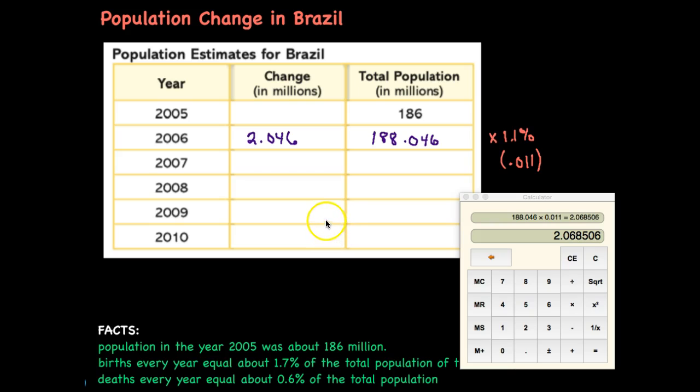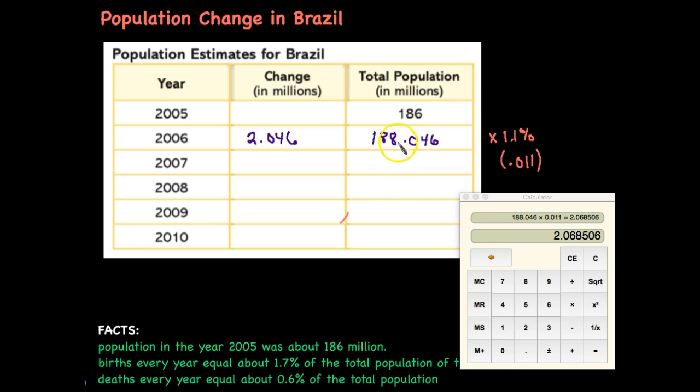Let's examine the table and see how you did. So we started with 186 million. We already calculated the change from 2005 to 2006 to be 2.046 million, which we added to that 186 to get 188. This becomes our new population in the year 2006. Well, we know that our change every year is 1.1%. That stays constant. That never changes. But our population does change each year in that it grows by that amount.